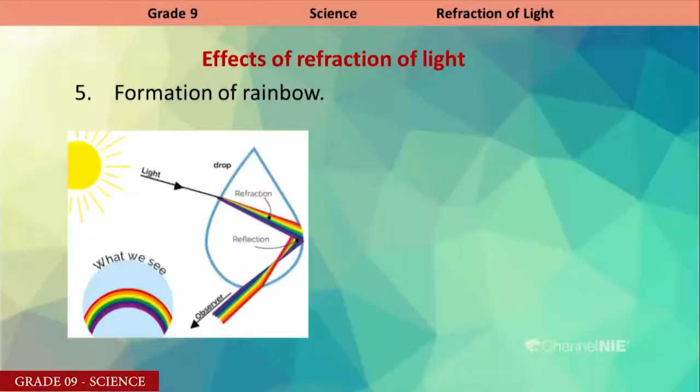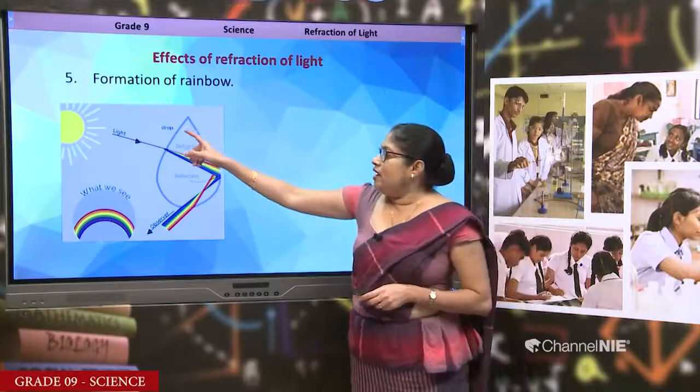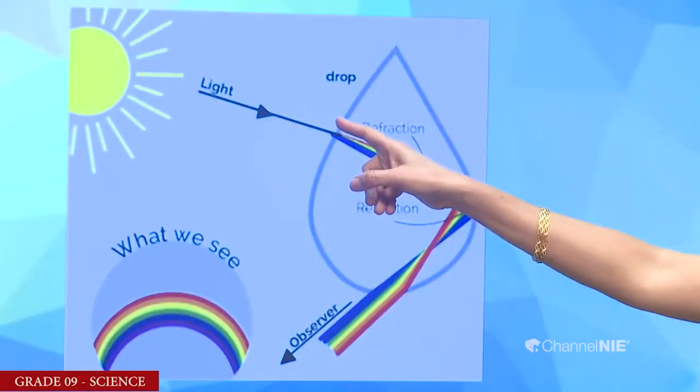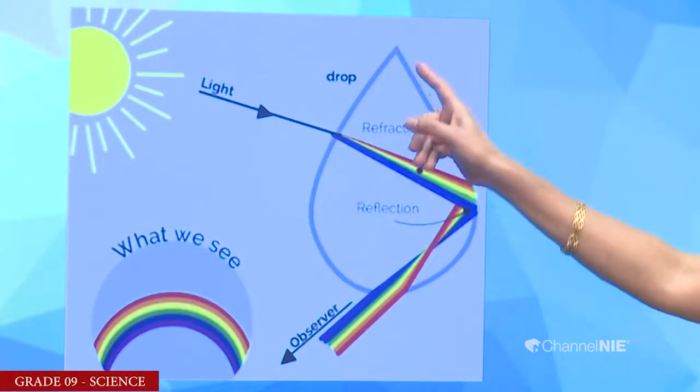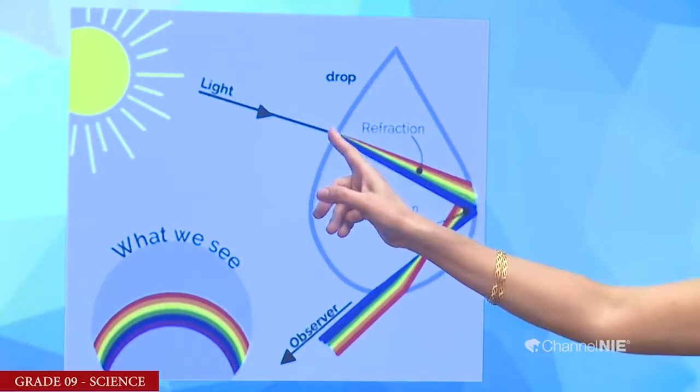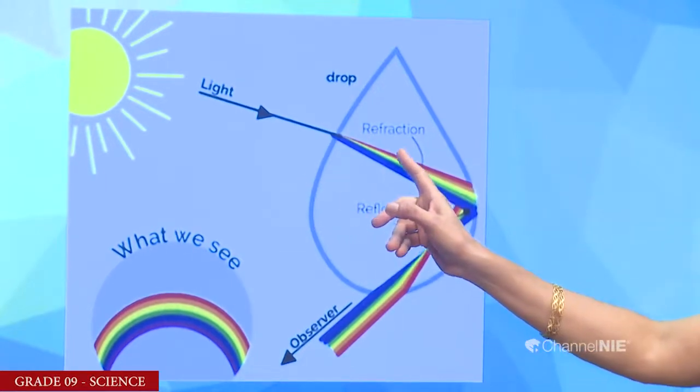This is the most interesting effect of refraction of light, the formation of a rainbow. Do you like to see a rainbow? Yes, you all have seen a rainbow, but you may not know how the rainbow is formed. This diagram shows how the rainbow is formed. This is the white light coming from the sun and this is a raindrop. You can see the white light is separated into its 7 colors.